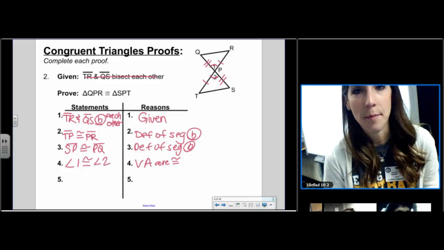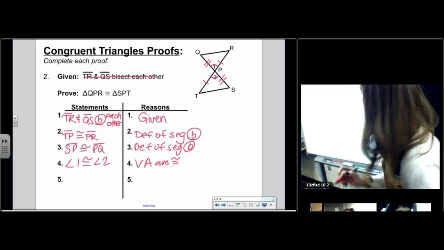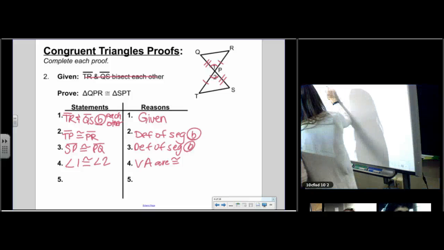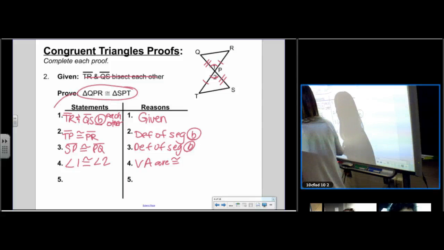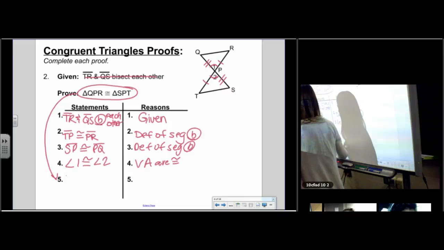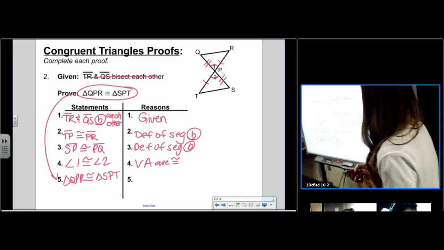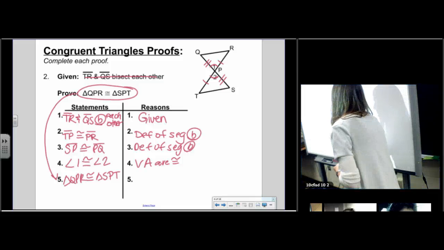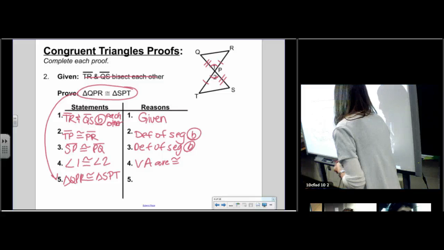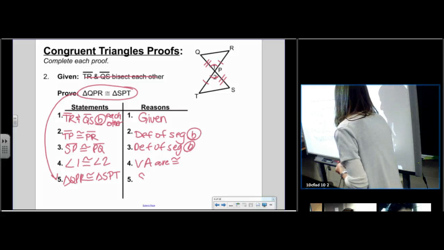Lastly, the last step. There's no guessing here. Every time, the last step is the proof. Triangle QPR is congruent to triangle SPT. And what's the reason? Side, angle, side. End of proof.